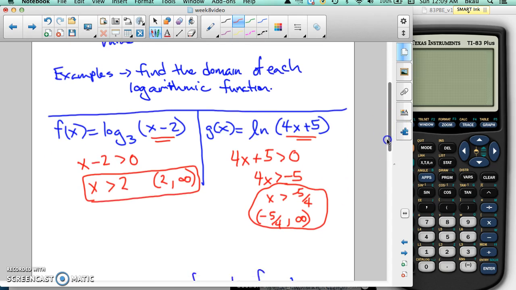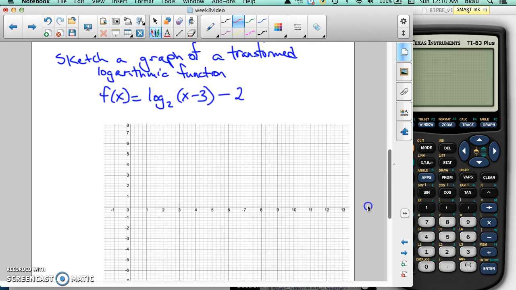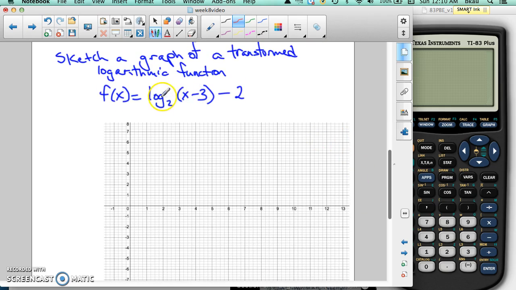Now we're going to look at graphing those transformations after we've done that. So we're going to look at this graph right here as my example. We're going to sketch log base 2 of x minus 3, minus 2. So this should transform the graph to the right 3 units. It's a horizontal transformation. This should shift it down 2 units. It's a vertical shift up and down.